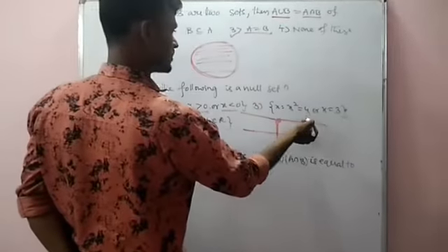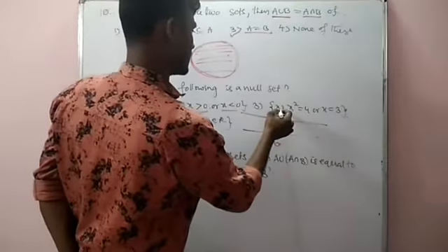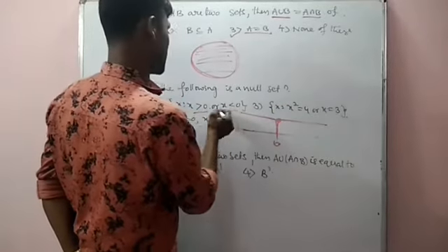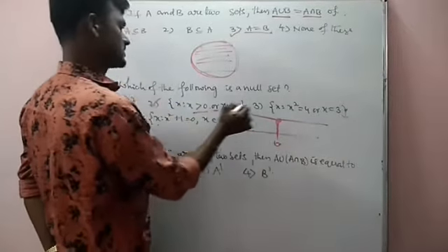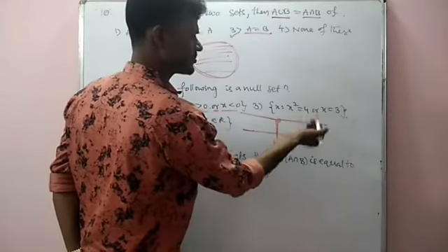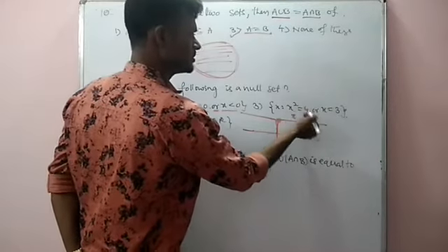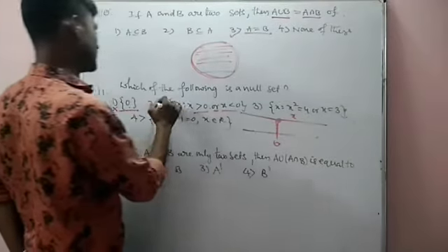Here, is this one possible or not? This is possible. See here, x such that x is in R. Okay, here x square is equal to 4 or x is equal to 3. X square is equal to 4, then x is equal to 2 or x is equal to 3. Any one is also possible. That's why this is not the answer.